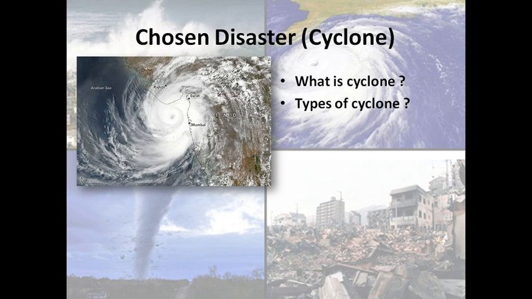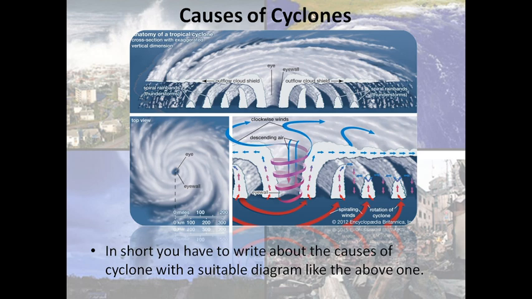At first you have to write the concept of cyclone, then you have to write about types of cyclone. There are mainly two types of cyclone: tropical cyclone and temperate cyclone. On the next slide you have to show the point causes of cyclones using a suitable diagram like this, and of course you have to put a short explanation about the causes of cyclone.